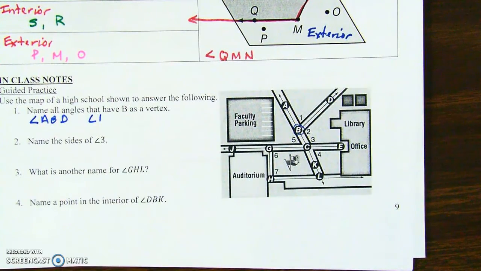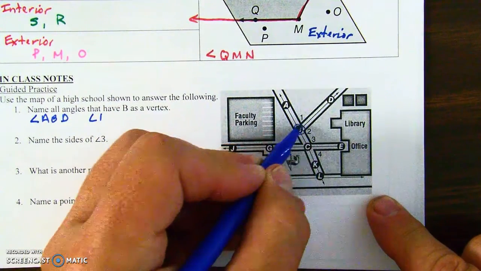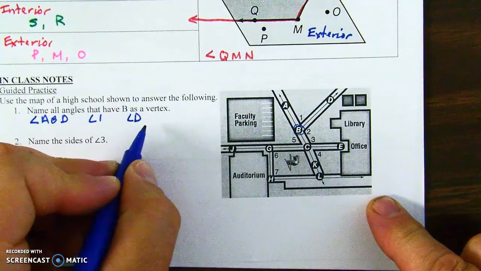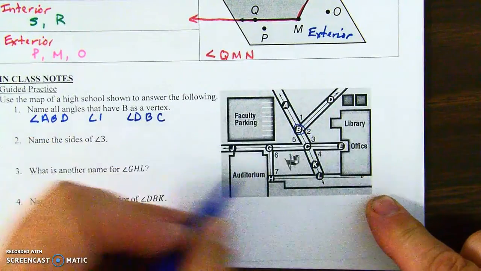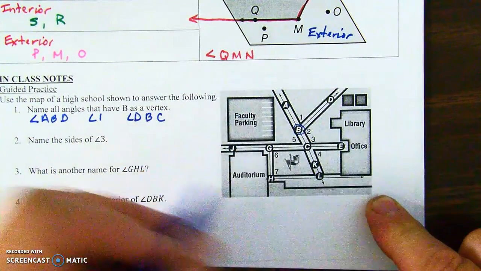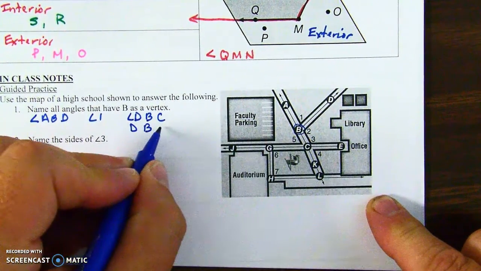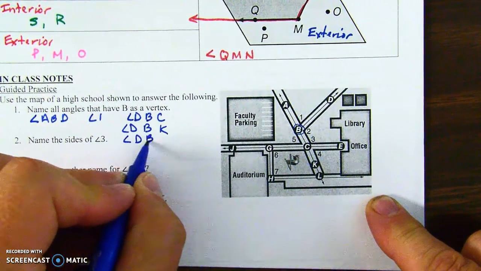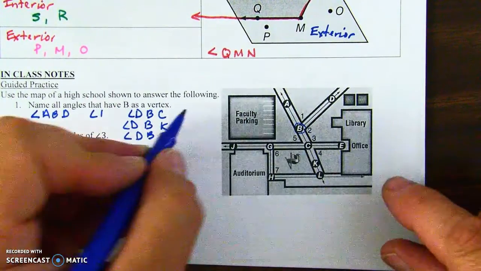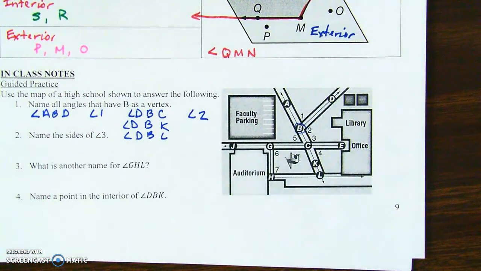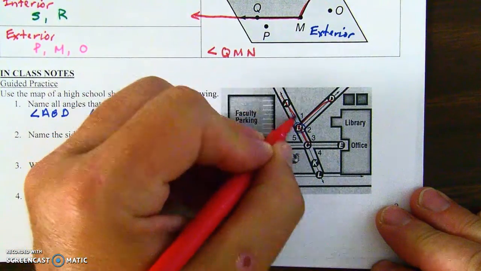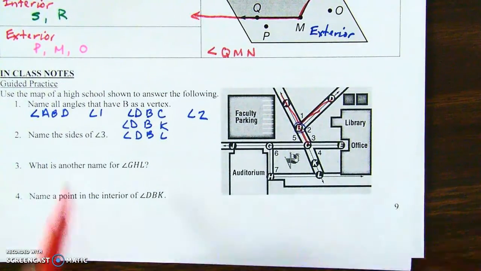Okay. What about over here? Oh, here we go. How about this? D and B. So that we got here, we got this. So we got angle D, B, and C. Or we could go D, B, and K, or angle D, B, and L, or we could call this angle 2. Okay? We're okay with that so far? So there's a lot of different things here. So we have the angle going this way, and then we have the angle going that way.